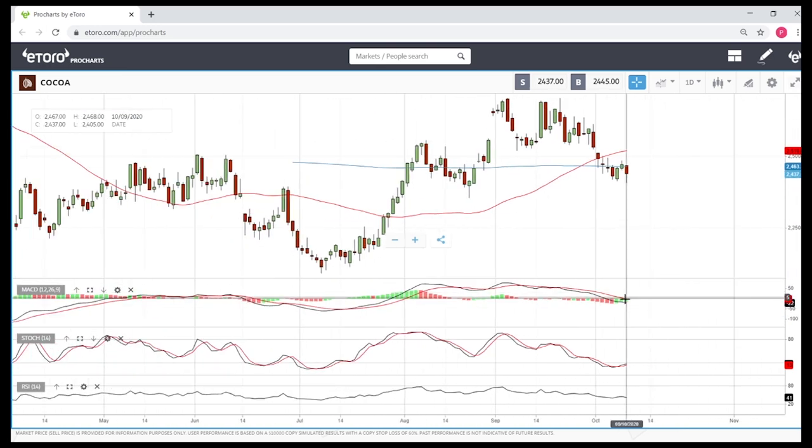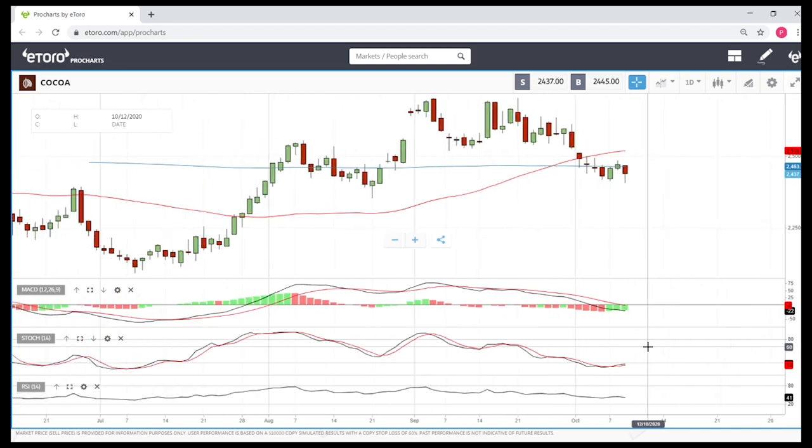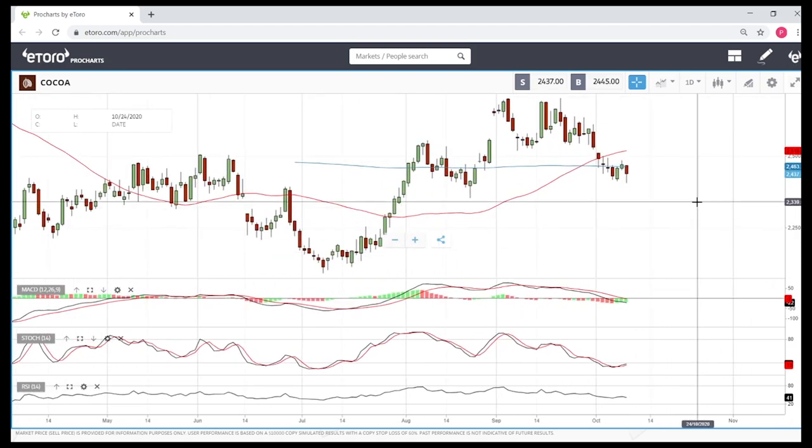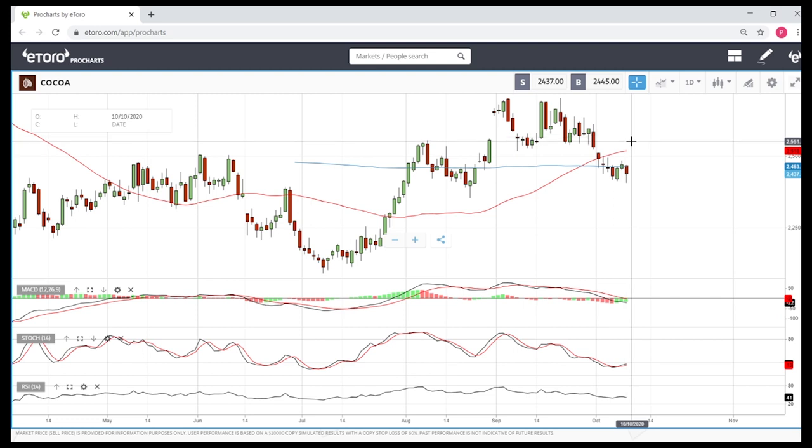The MACD is quite far away from the signal line. Stochastic has crossed the signal line, indicating bullish momentum. However, the RSI is flat or curving downwards, which indicates bearish momentum. So it's not a good market to enter, either if you're a buyer or a seller. You need a breakdown from here in order to sell this market. You need a break above the 50 moving average in order to be a buyer.